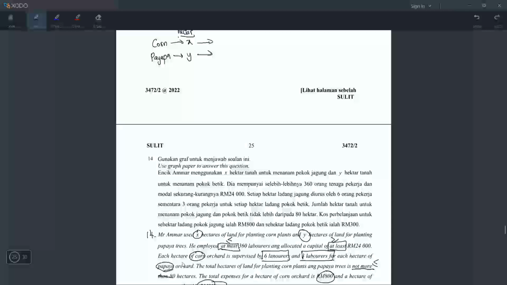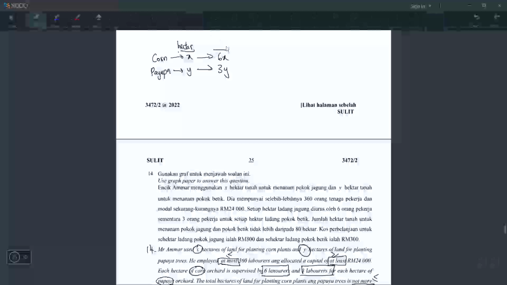I remember just now they mentioned 1 hectare of corn is 6 laborers, right? So if 1 hectare is 6 laborers, what about x hectares? It will be 6x. And then 3 laborers for papaya, this will be 3y. So this one represents what? Number of laborers. Okay, so this one I will just write bilangan laborer.